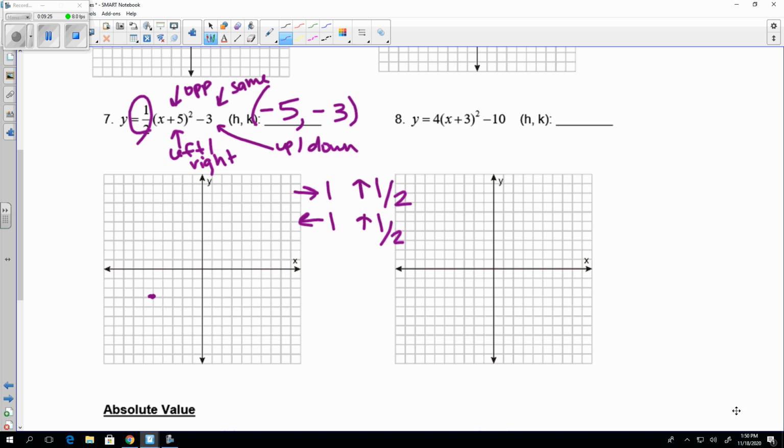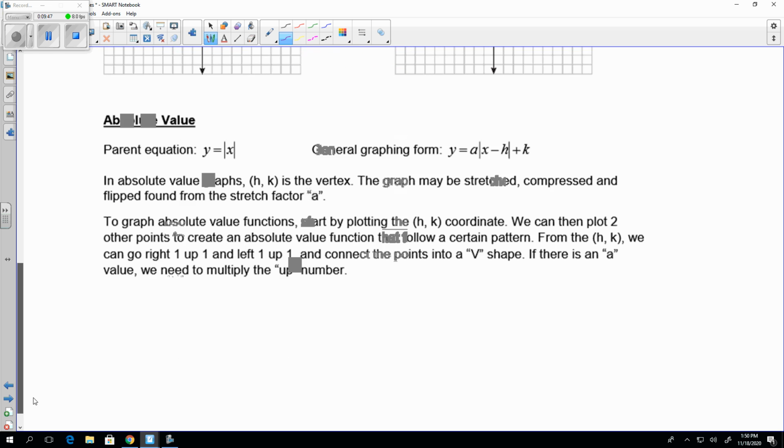And we're going to go right 1, up 1/2. That's my best there. Left 1, up 1/2. So what should happen is it's a wider looking parabola. Okay, so if you have a fraction, something smaller than 1 in the front, it should be wider. If you have a bigger number, like a 2, a 3, a 4, it should get skinnier. Okay? So you go ahead and do number 8, and we're going to continue looking at absolute value.